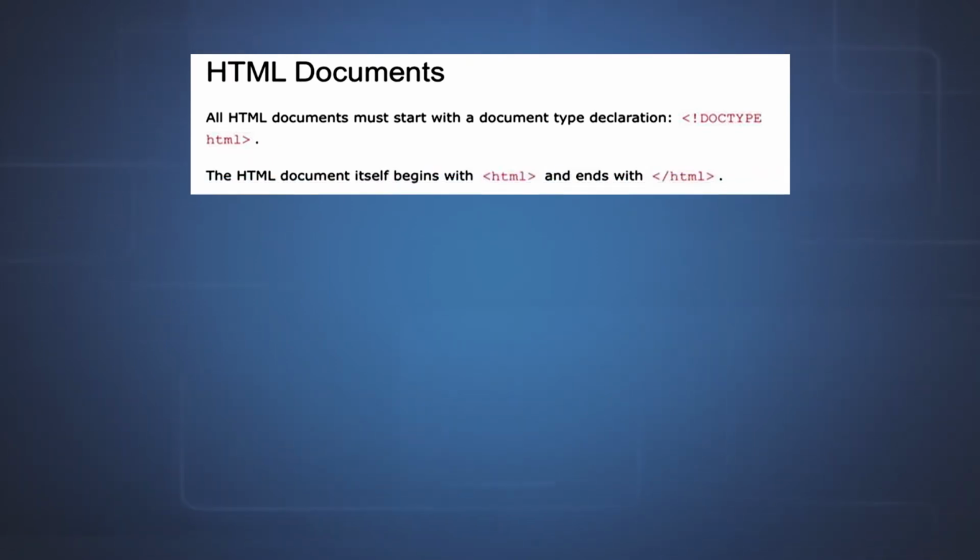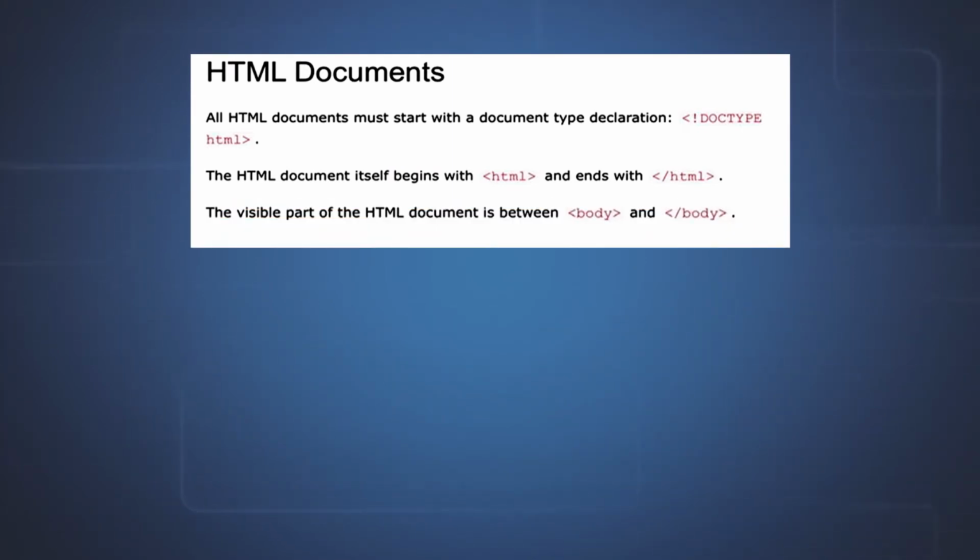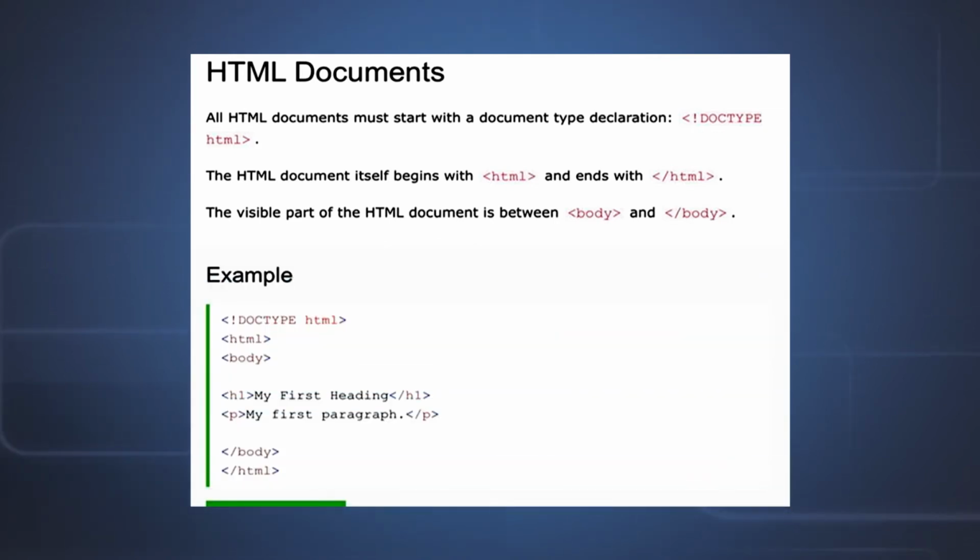Then all HTML documents must start with a document type declaration. The document type indicates that it is an HTML document. The HTML document itself begins with an HTML tag and ends with an HTML tag. The visible part of the HTML document is between the body tags. Whenever I use the name of a tag, normally it has a starting tag as well as an ending tag. Only in some cases the tag is endless. I mean, it doesn't have any end, it just starts, it doesn't have a corresponding closing tag.